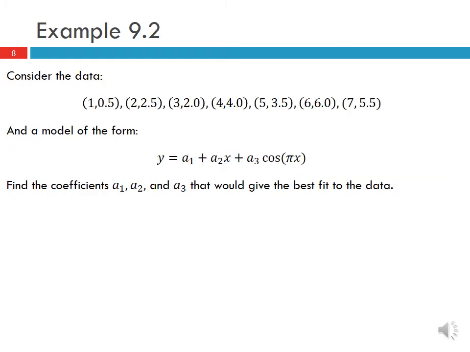So let's look at an example. Consider the data shown here and a model of the form y is equal to a1 plus a2x plus a3 cosine pi x. And we want to find the coefficients a1, a2, and a3 that would give the best fit to this data.